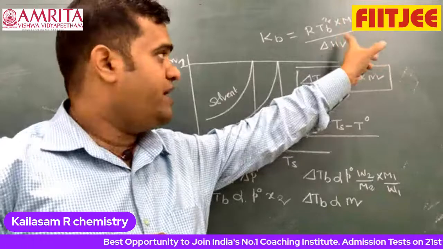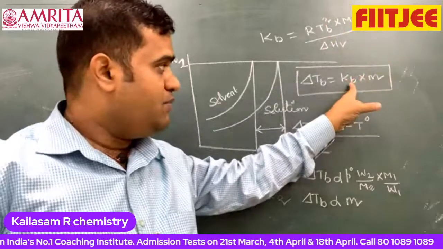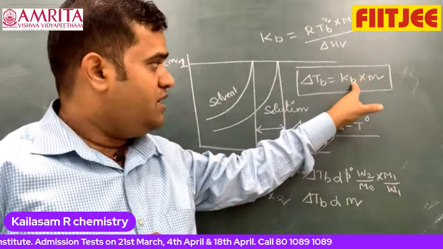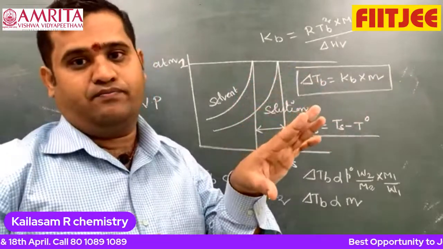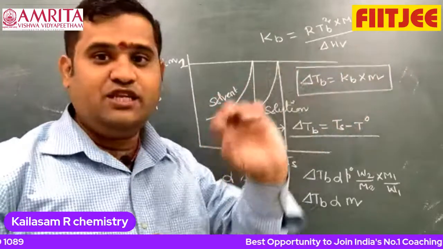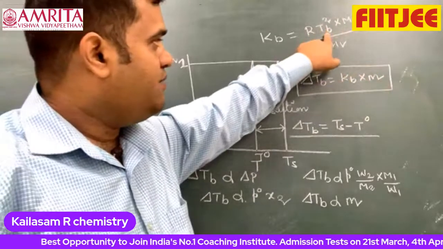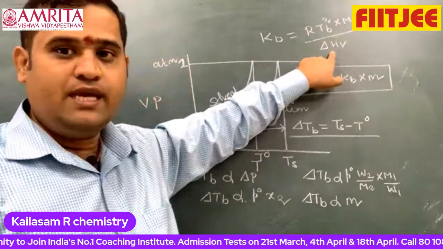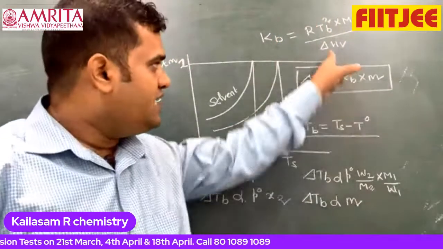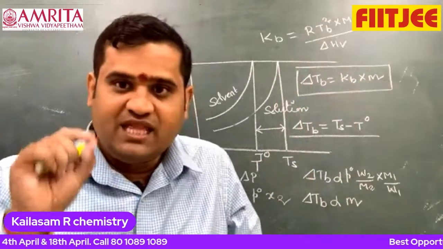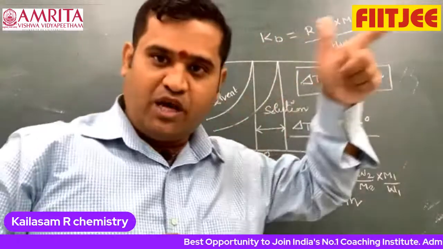Am I right or not? See, why do we multiply by 1000? The unit must be important here. From this, the unit of KB: delta TB is in Kelvin and m is molal, so KB is kg per mole Kelvin. Kg per mole Kelvin is the unit of KB. The same thing has to come from R TB squared into M1 by delta H vaporization. Therefore, KB depends on the nature of the solvent. Delta H vaporization is the enthalpy of vaporization. R must be used as 8.314.